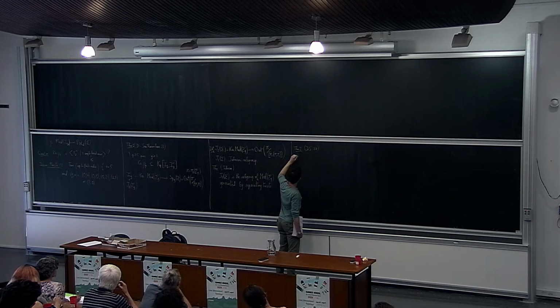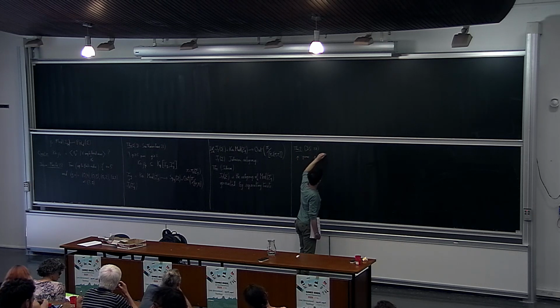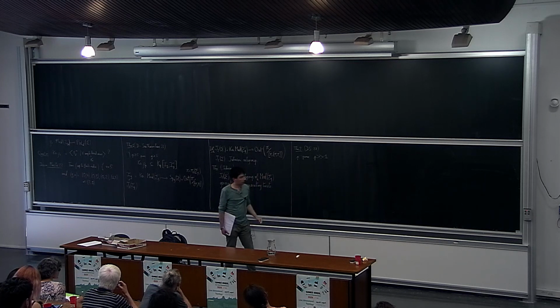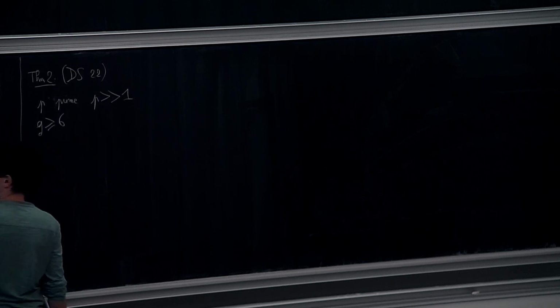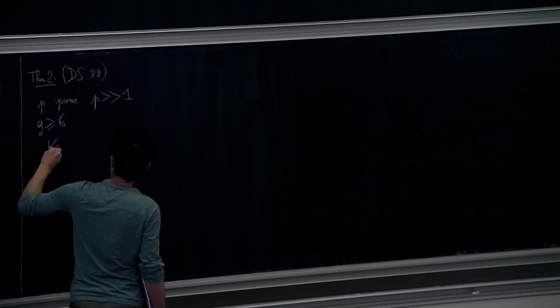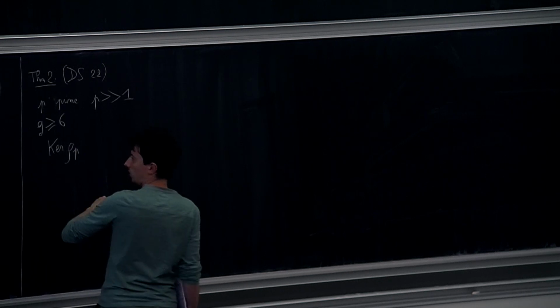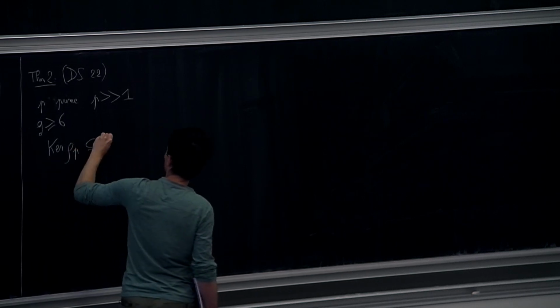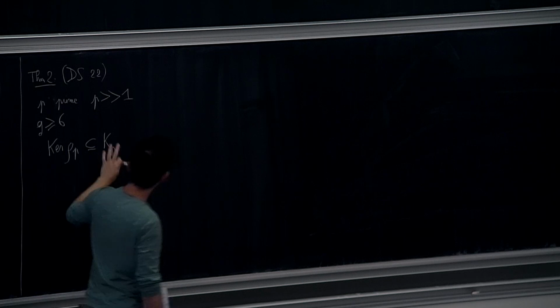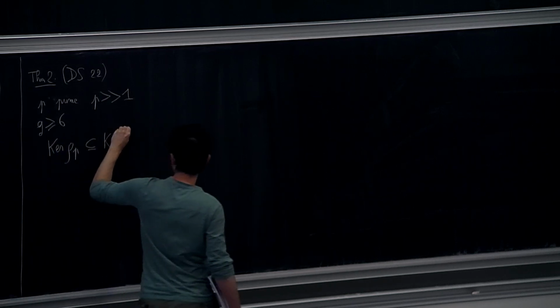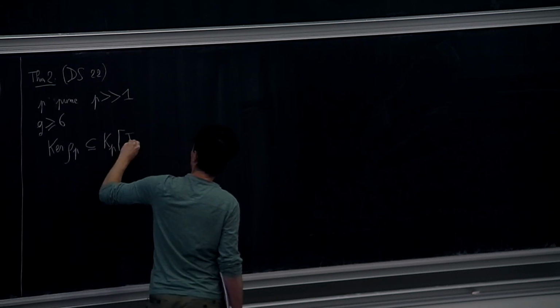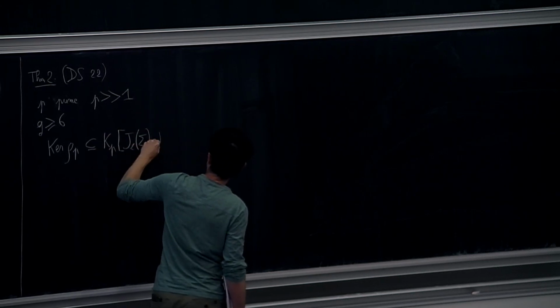I will now take still p a prime, but here I will need to take it large, and I also take g equal to 6. In that case, I can say that the kernel of rho p is included in the subgroup generated by Kp. So I know this is in the kernel, so I need to have this subgroup. But also I will now take the commutator subgroup of the Johnson subgroup.